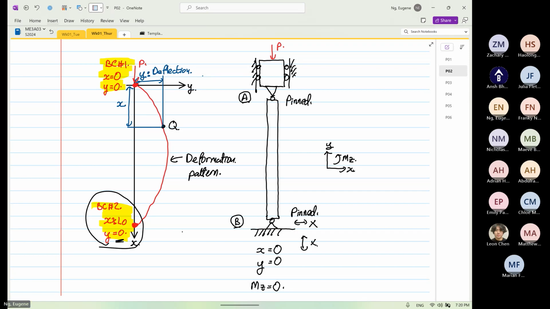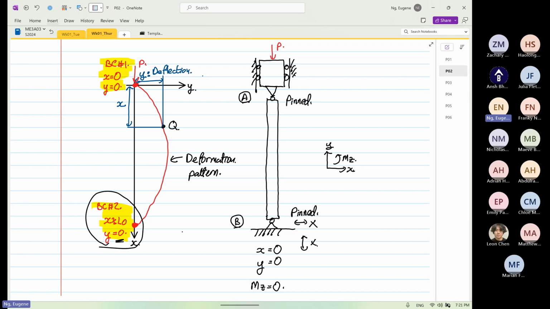Isn't B, because B isn't any distance away from the moment. It's because the top is restricted horizontally. Chloe, you are right, but we are looking at B. Okay. Now at point B, why is moment equal to 0? Exactly, Julia, you got it right. Okay. It's because the pin allows free what? Rotation.